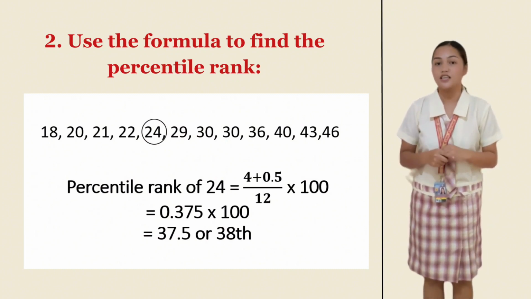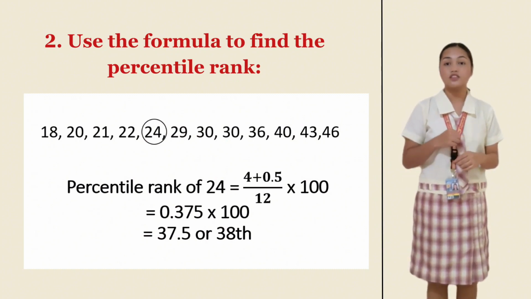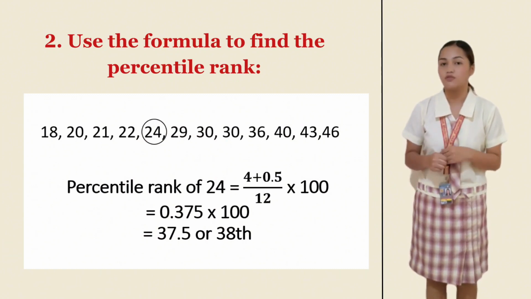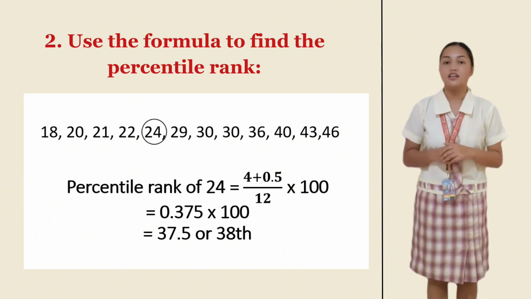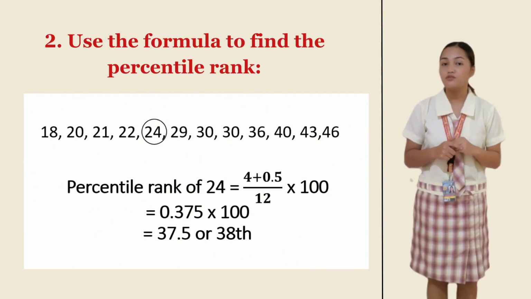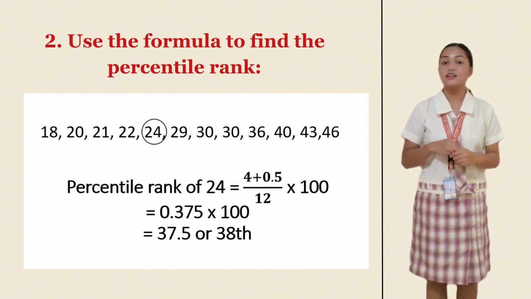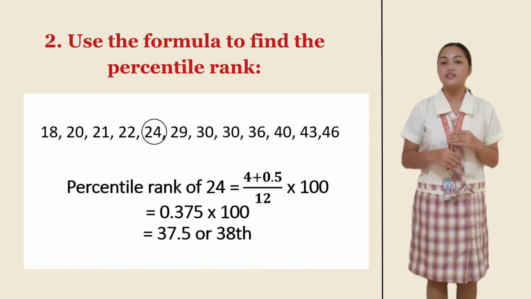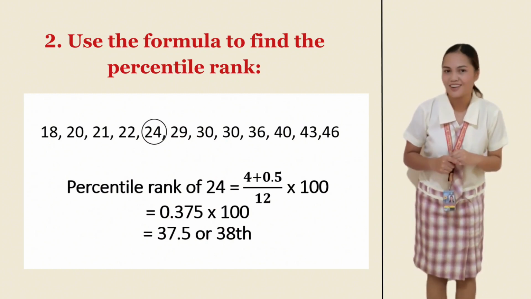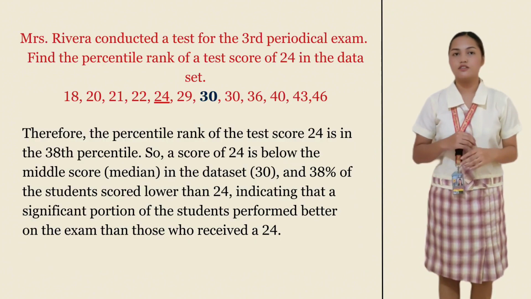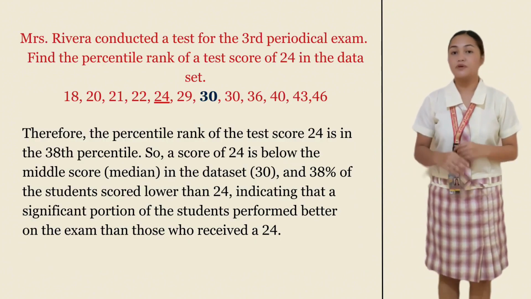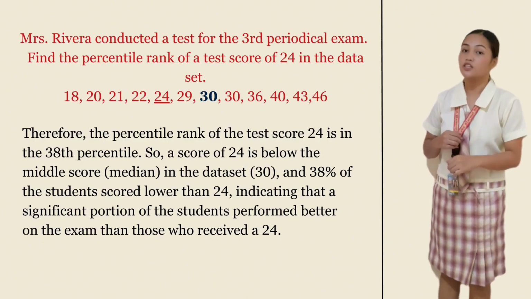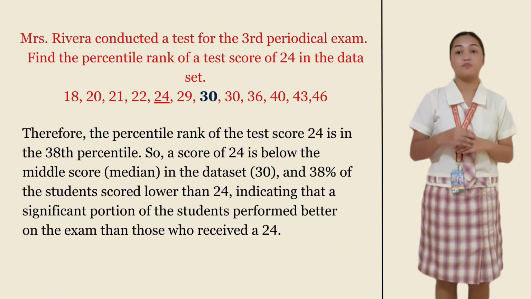So it gives us the answer of 0.375 times 100, which is 37.5, or 38, which means that it's in the 38th rank. Therefore, in this scenario, the percentile rank of test score 24 is in the 38th percentile.